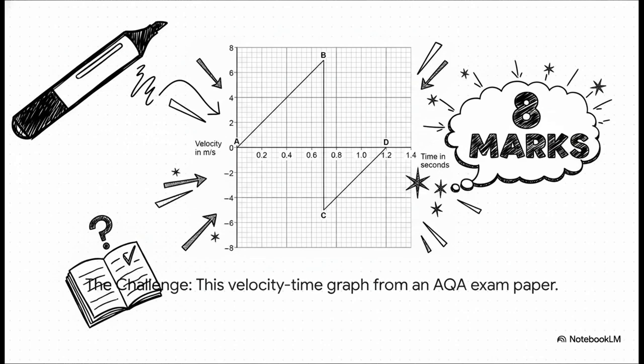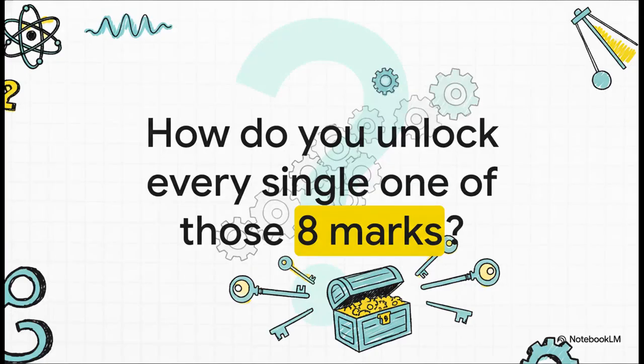What we're looking at here is a velocity time graph. Now, the entire set of questions that goes along with this is worth a solid 8 marks. So how do you actually get every single one of those marks? Well, the answer isn't just about knowing your physics. It's about understanding exactly what the examiner is looking for. And we find that in the official mark scheme. It's like the secret code to a perfect score.